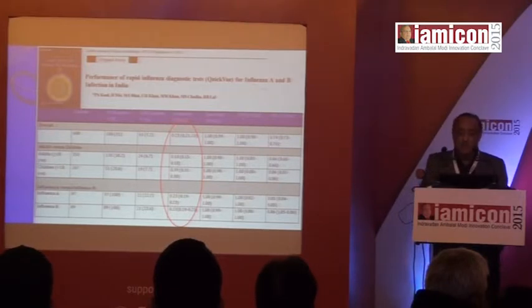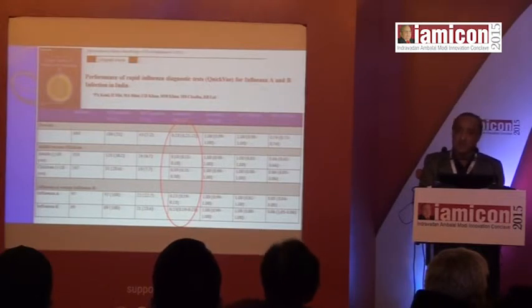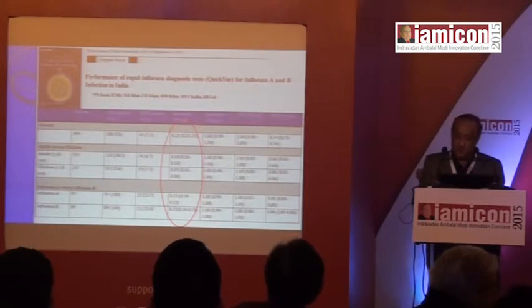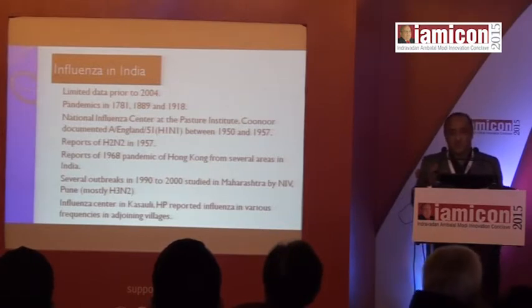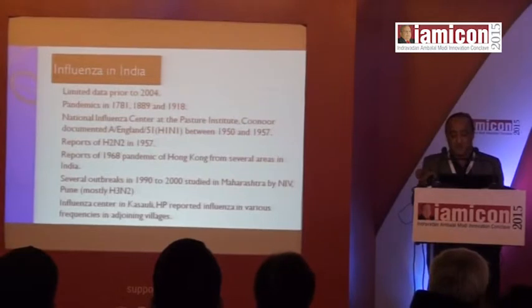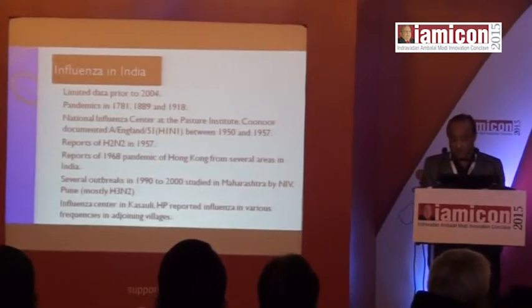RIDT was only 23%. It was not more than 23%. It has a high specificity, irrespective of the age of the person and type of virus. The RIDT has a very low sensitivity, so it is not a very great test to do. If you have a negative RIDT, it may not rule out influenza. So coming to influenza in India, there has been limited data from 2004, mostly concentrated around certain outbreaks from 2000.